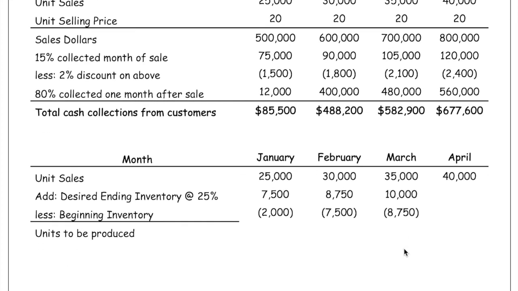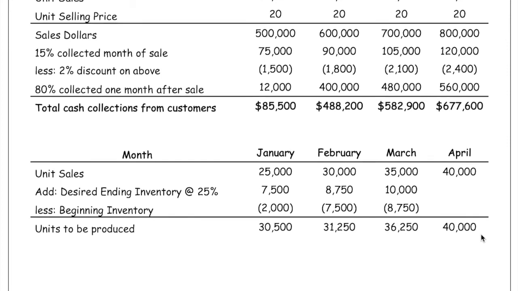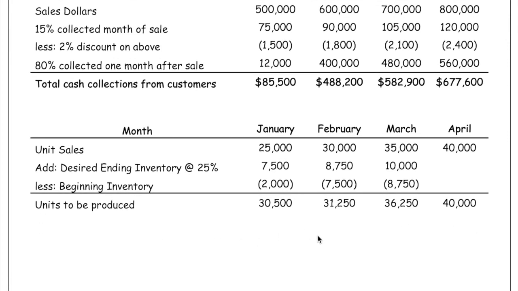And now we simply want to apply the schedule. We take our unit sales, we add the desired ending inventory, we less the beginning inventory, and this is going to tell us the units that we have to produce each time period. The main difference between a merchandiser and a manufacturer is precisely this. A manufacturer is going to prepare a schedule for units to be produced. This is the only schedule that is entirely made in units. Realize that there isn't a single dollar amount that appears on this schedule.